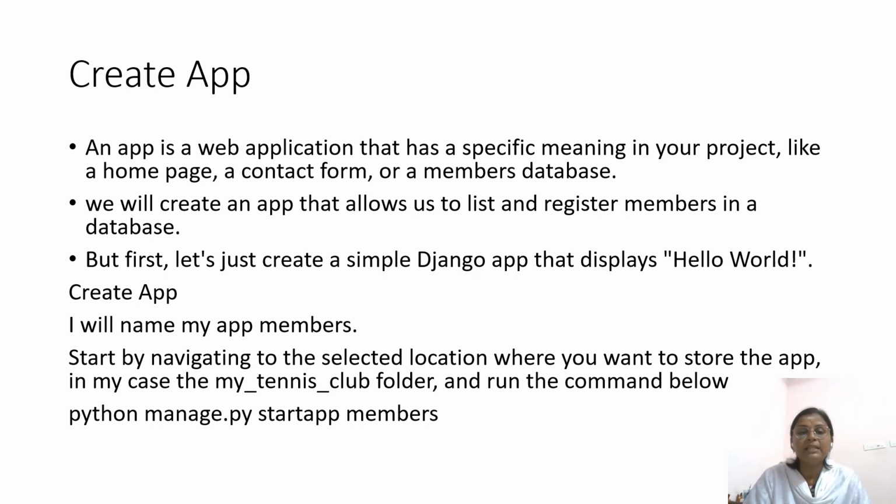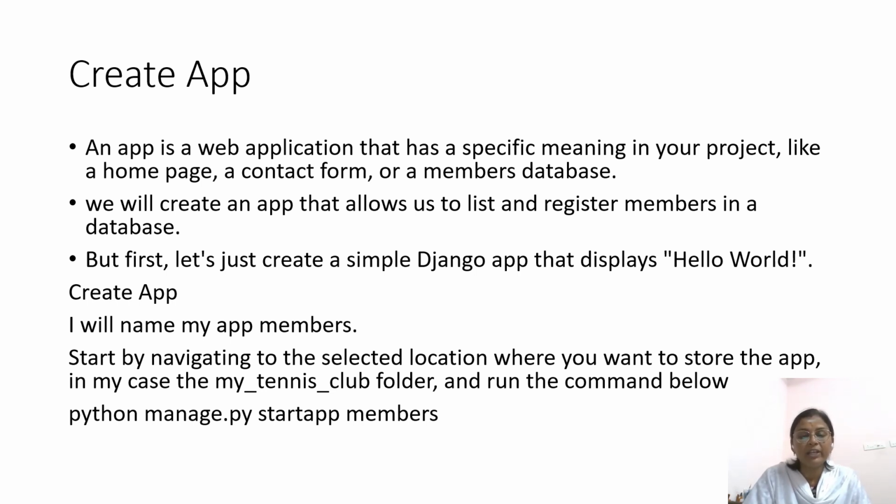An app is a web application, and with it we have to display a page with hello world. So how do we create an app? In that project folder, an app is a web application that has a specific meaning in your project, like a home page, a contact form, and a member database. These things have to appear in our app. For creating an app, I will name my app members. So in this project folder, I will create a members app.